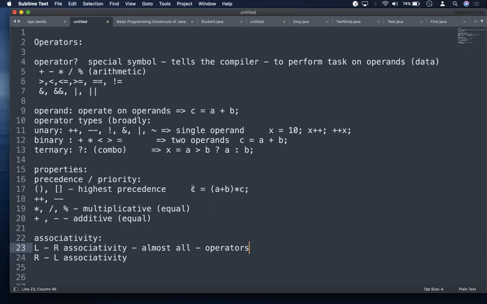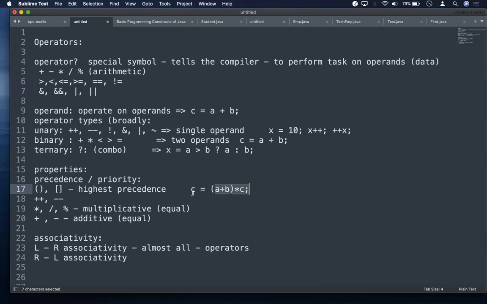For example, here we have written something, right? Here left to right means you have to start from the left and go up to here. In this expression, you start from this parenthesis, then go to a plus b into c. And finally, the assignment: when you're doing assignment, the whole value is getting assigned to c.